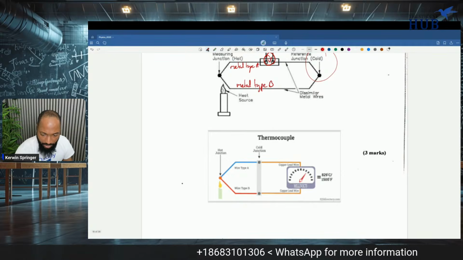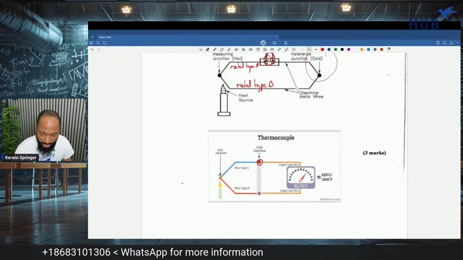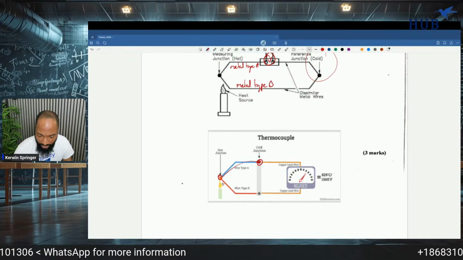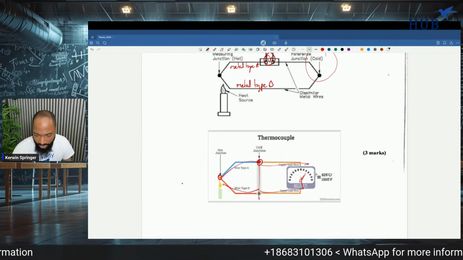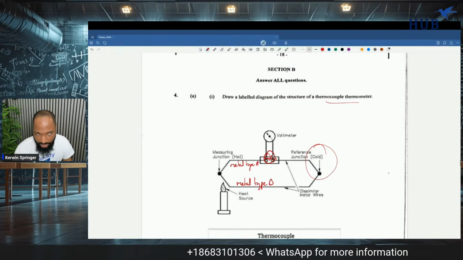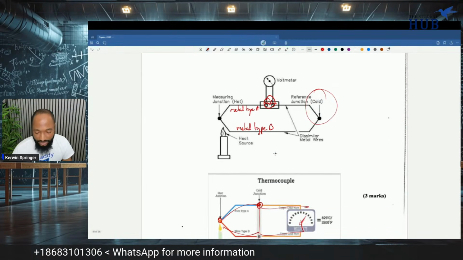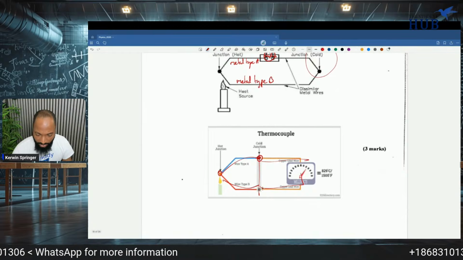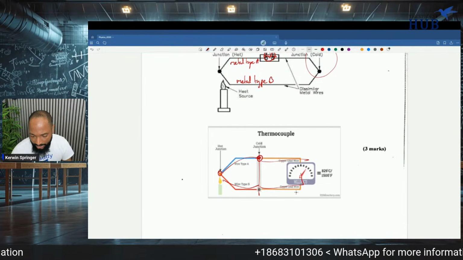Similar idea, except that they put the cold junction in between. This is the hot junction, the measuring junction, the different types of wires, the cold junction, and this goes to your voltmeter. And the voltmeter must be connected in parallel, so you don't kill the circuit. I like this one because it's showing the voltmeter in a parallel situation here.